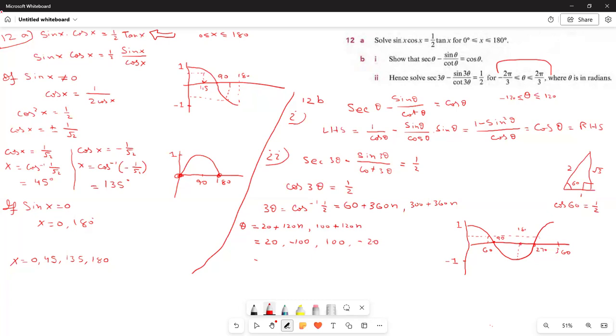If I try to write them in radians, it's going to be pi by 9 and 5 pi by 9. This is plus minus pi by 9 and plus minus 5 pi by 9. Pi by 9 is 20 degrees and 5 pi by 9 is 100 degrees. So these are the four solutions for this part.